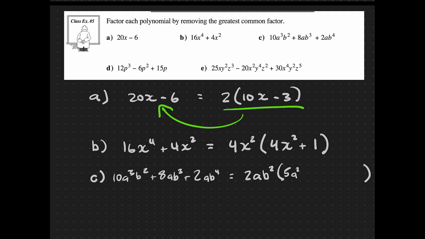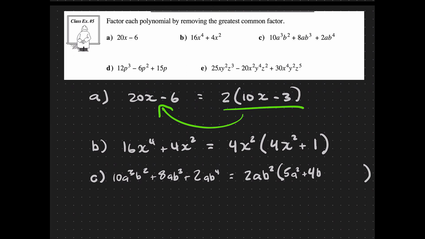Let's move on to the second term, 8ab cubed. So I'm going to deal with the number first. 8 divided by 2 is going to be a positive 4. a divided by a is basically 1. So I've already got the 4 there, so that's not going to change anything. And b cubed divided by b squared is going to leave me with 1b, b to the power 1.